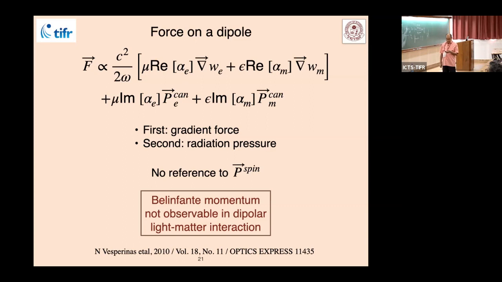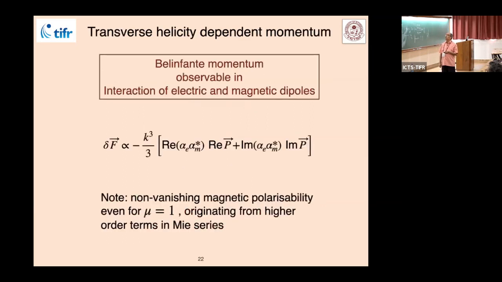So then you look at this thing. You want to measure this helicity dependent momentum. So the Belinfante momentum you can observe in the interaction of electric and magnetic dipoles. There's a striking fact. Even if you take a non-magnetic material, that mu is equal to 1, even in that case you can have a magnetic polarization distribution, a polarizability distribution. You do a Mie expansion.